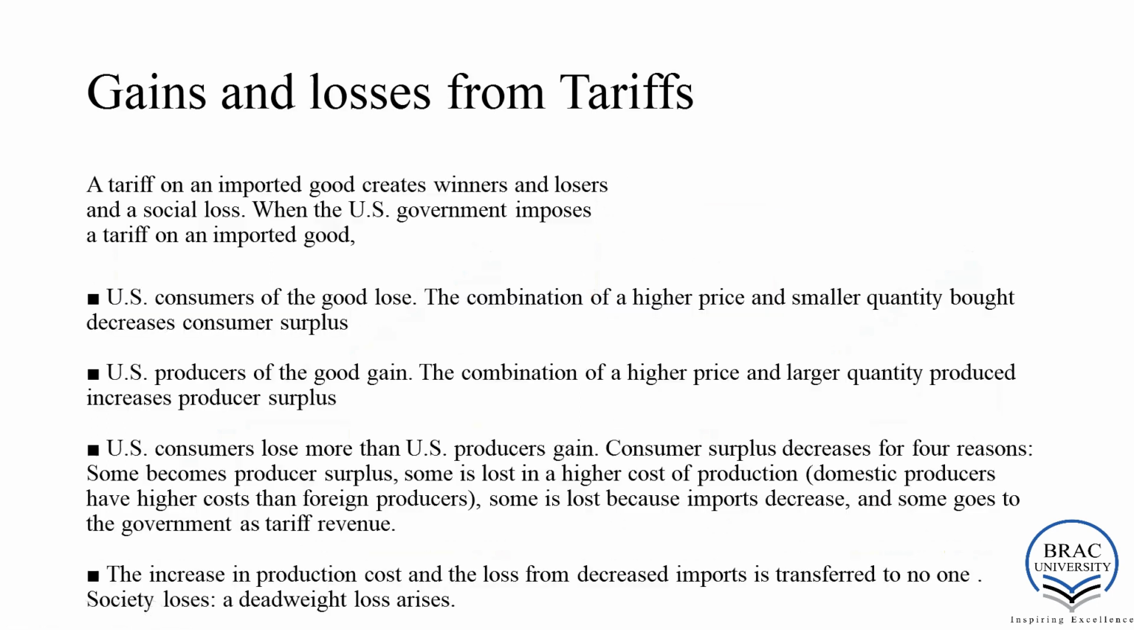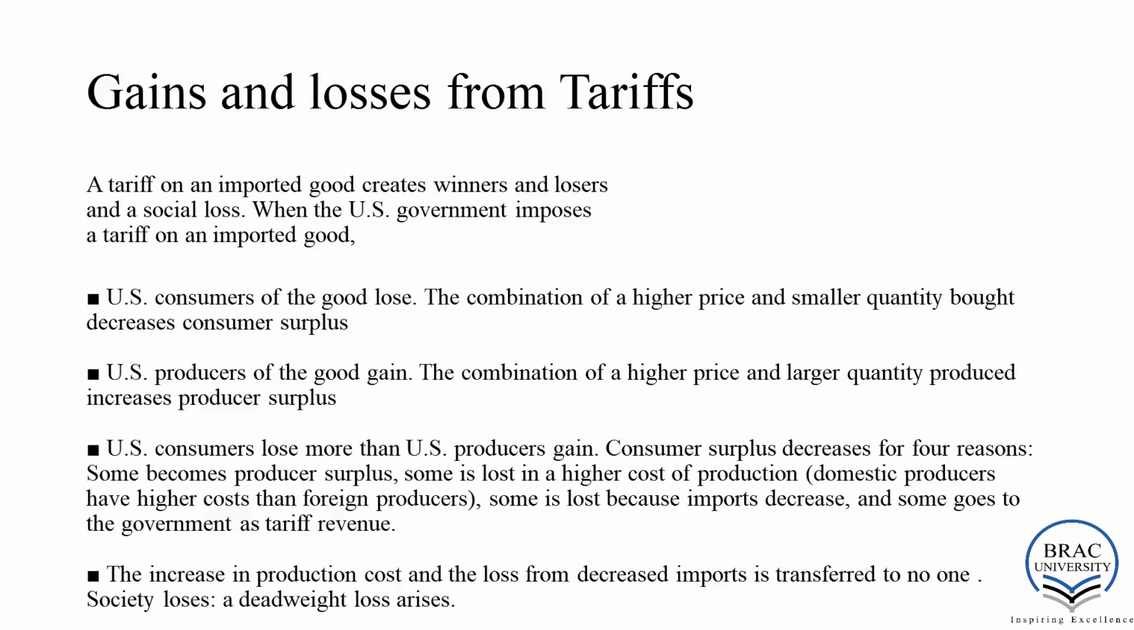let's go into more detail on who has gained and who has lost and why. Let's look at this slide. A tariff on an imported good creates winners and losers and a social loss. When the government imposes a tariff on an imported good, these things happen. The US consumers of the good lose. We have seen that the consumer surplus shrinks. Why does it shrink? Because of the combination of the higher price and the smaller quantity bought, the consumer surplus decreases.